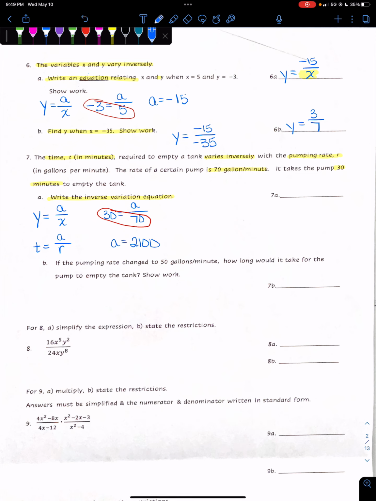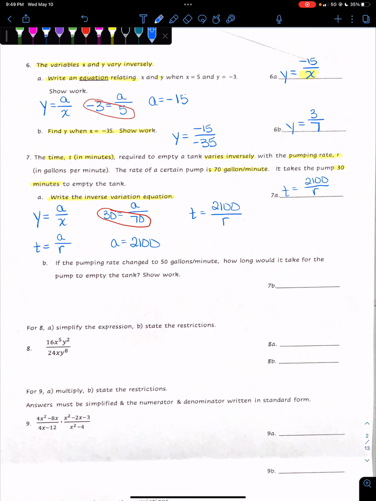Now to write the equation, we've got y equals. Nope, not y. See how typical it is that we use y? T equals 2100 divided by the rate, whatever the rate is. That's the equation that we're creating.